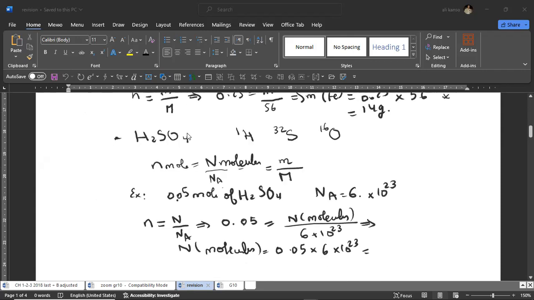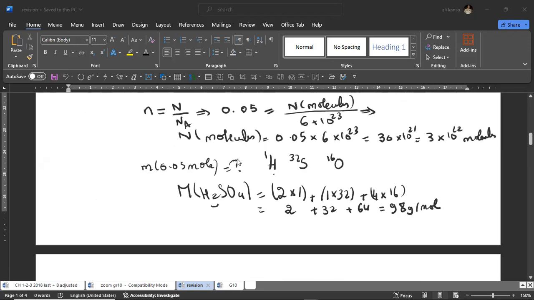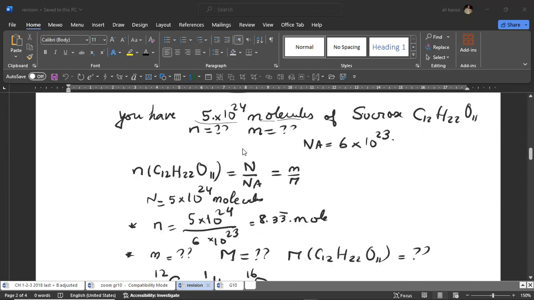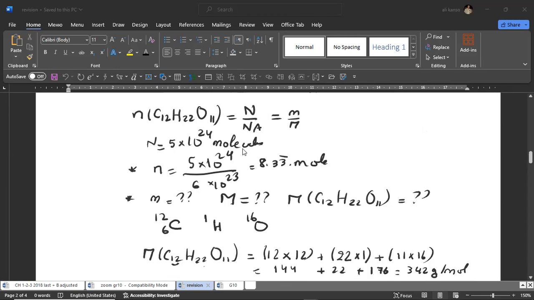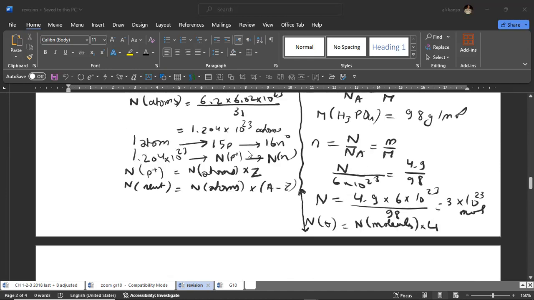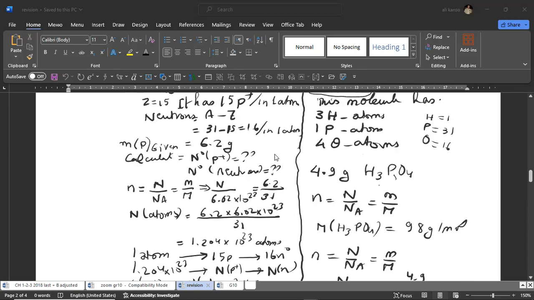How can you transform moles? And we started in molecules. How can we get molecules from a certain mole, and how can we get molecules from mass? Today we continue, and we studied also how can we get atoms from molecules.